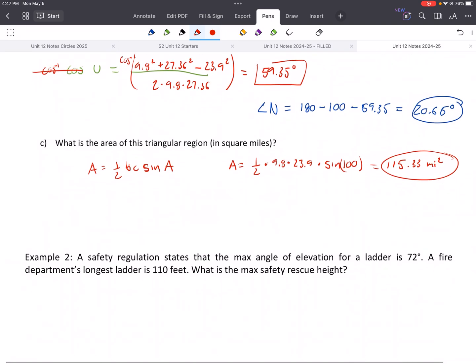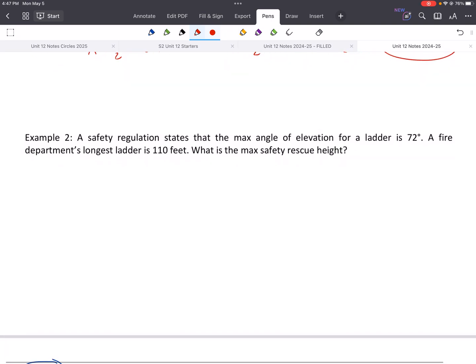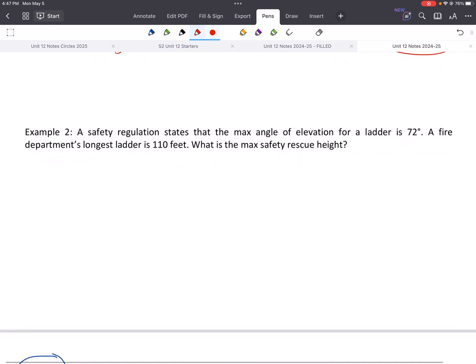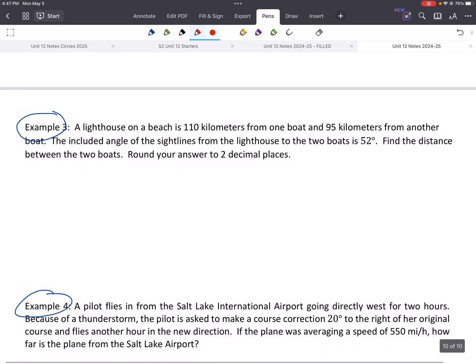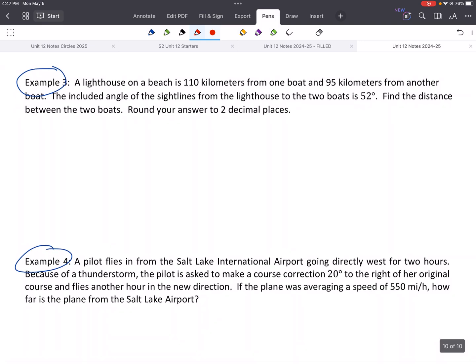All right, so there's one example. We'll maybe skip example 2. I think example 2, you could do right triangle trig. You could do, I think, law of sines here as well. But I think you're going to find more success if we make sure we go over these next 3 examples. So it says a lighthouse on a beach is 110 kilometers from a boat and 95 kilometers from another boat.